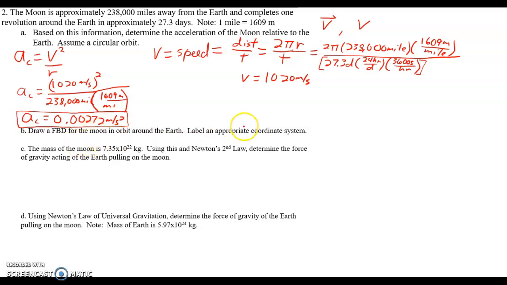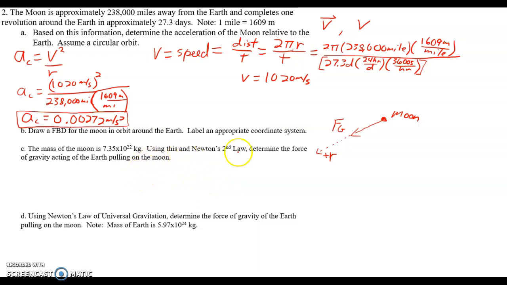Alright. Draw a free body diagram for the moon. So the moon is out here, and maybe the Earth is down here. The moon could be traveling around in a circle like this, and there's a force of gravity, and that would be the R direction. There's not just one correct way to draw this, there are several.